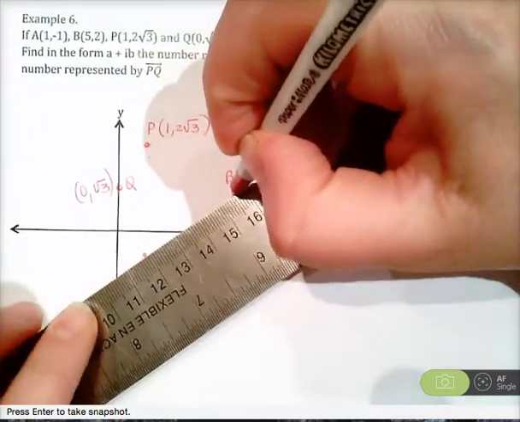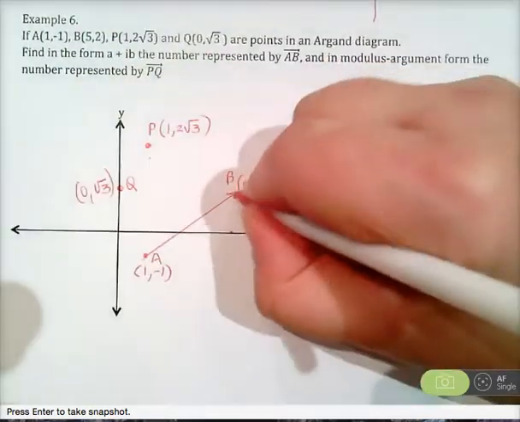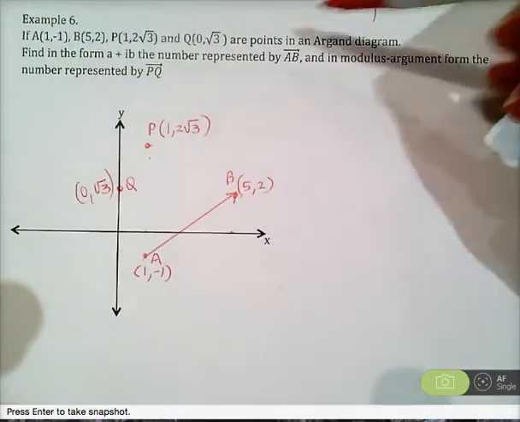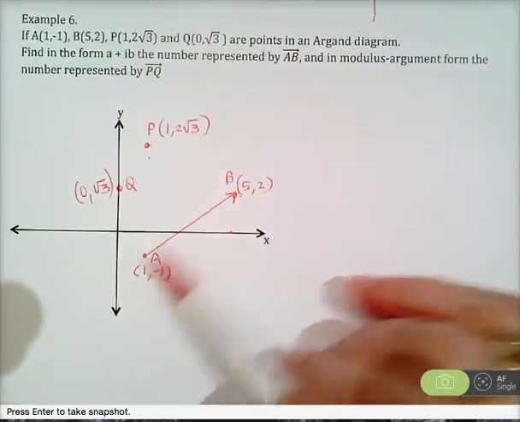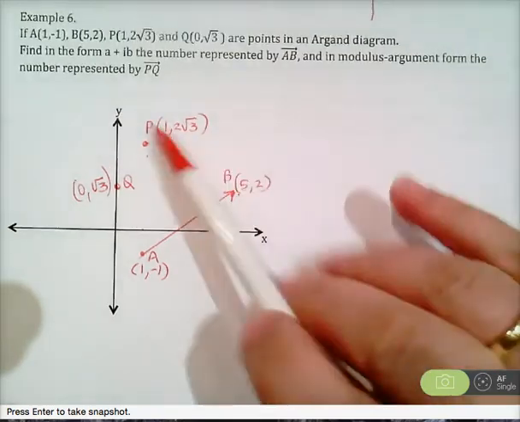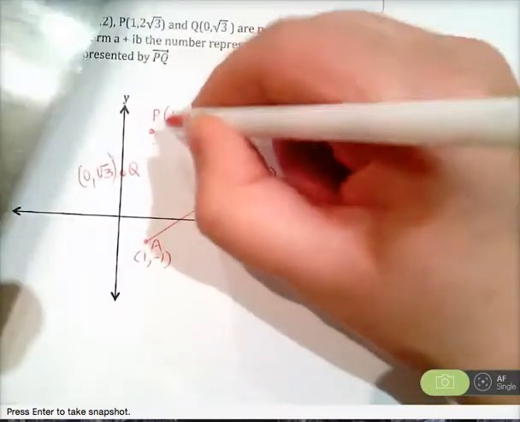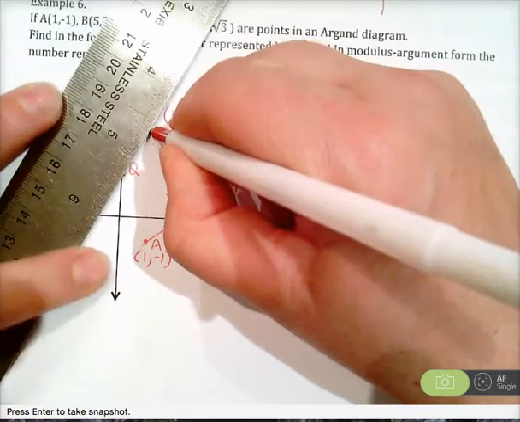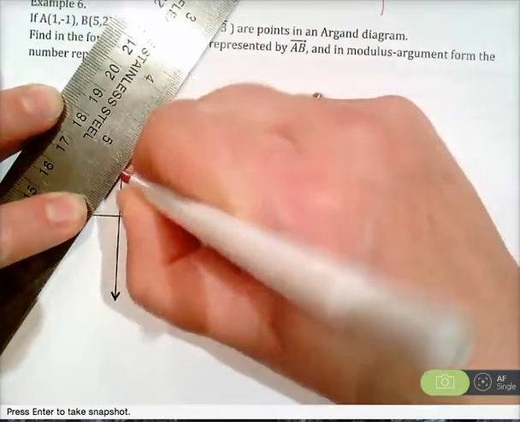And in modulus argument form, so we want this in a plus bi form, and in modulus argument form, we want the number represented by PQ. Okay, so going from P to Q in mod arg form. Okay, I'm just going to pause. So just coming back to this question, sorry.